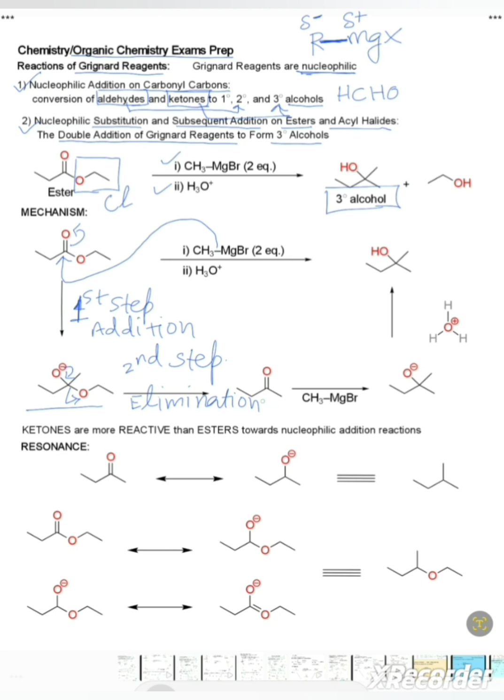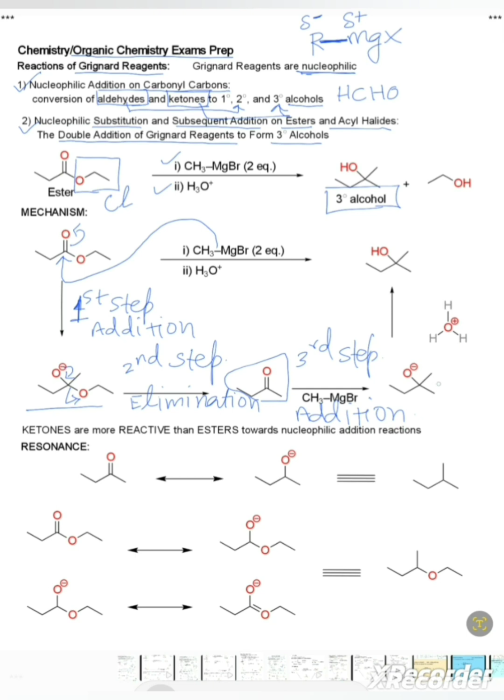Now this elimination gives us the product, which is a ketone. And ketones are even more reactive than esters, which we will see in a minute. But let's finish the third step here. Third step is again the addition of Grignard reagent.